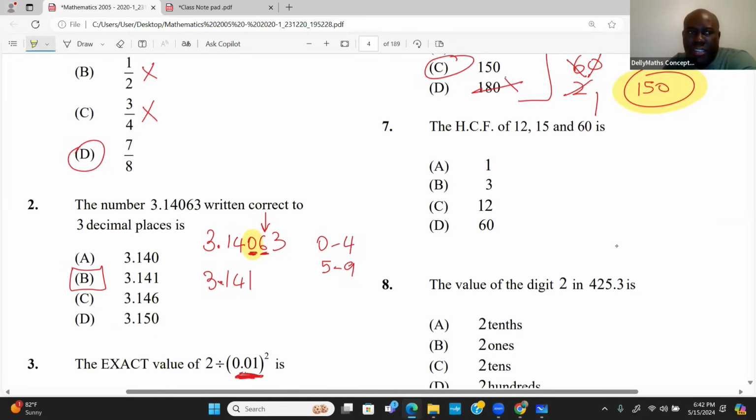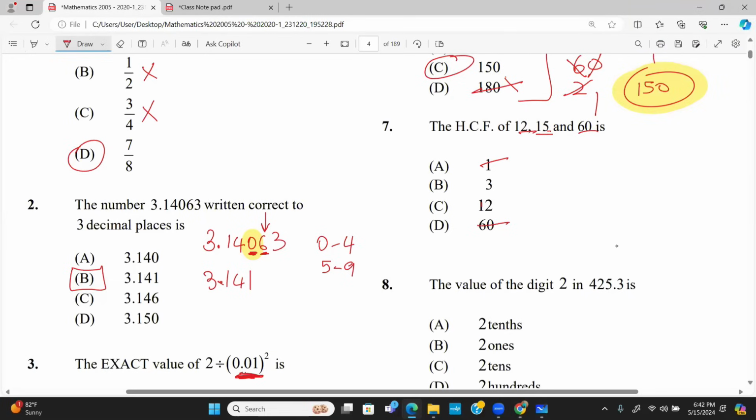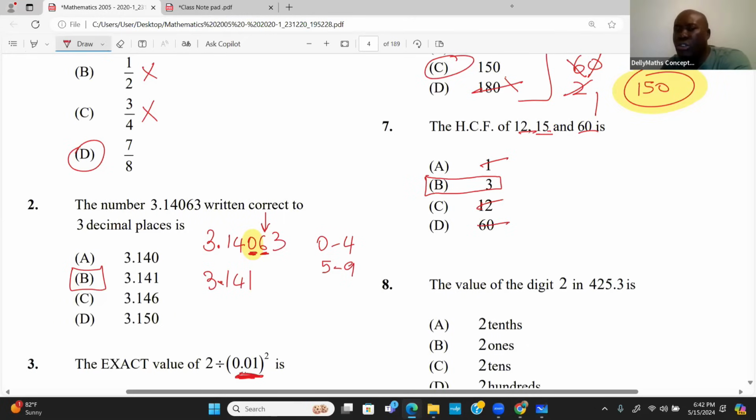the highest common factor of 12, 15, and 60 is what? In other words, what's the biggest number here that could go into all of them? Obviously, this can't be it because this is bigger than the others. It can't be a factor if it is bigger than any of these. So 60 is out. Understand? 1 is out, because 1 is a factor of everything. So you want to check what's the biggest number that could go into all of these numbers without a remainder? 3. Easily. So you can just look and put it through.